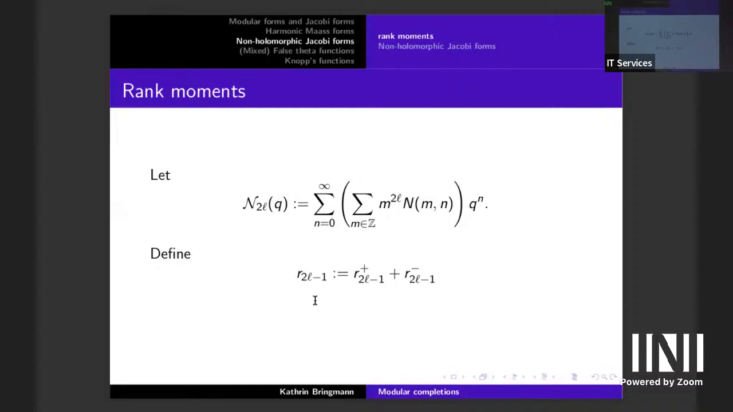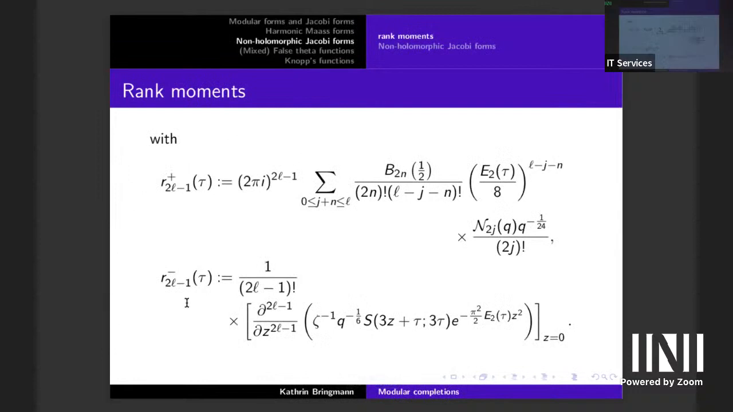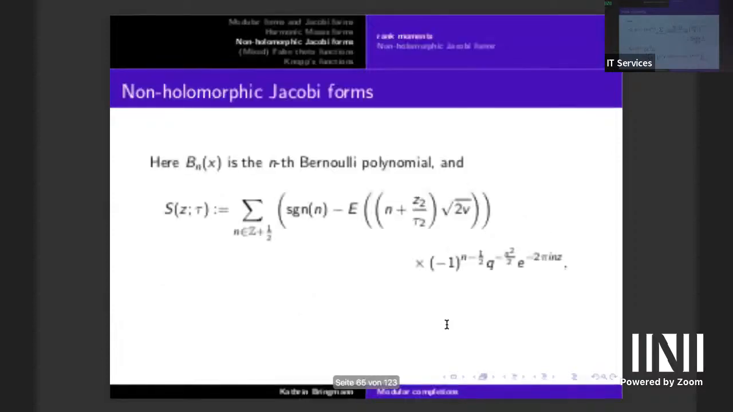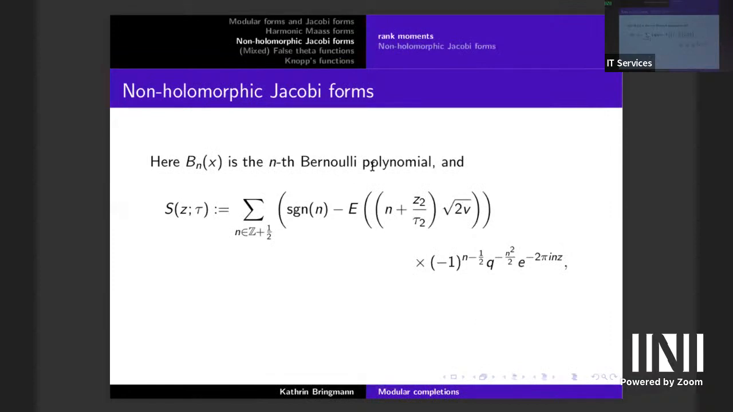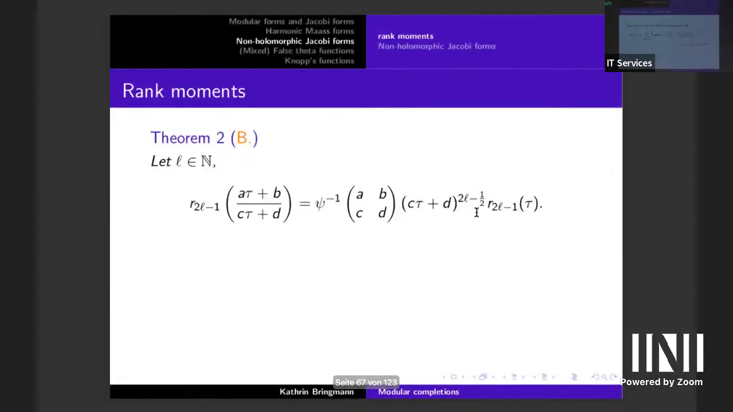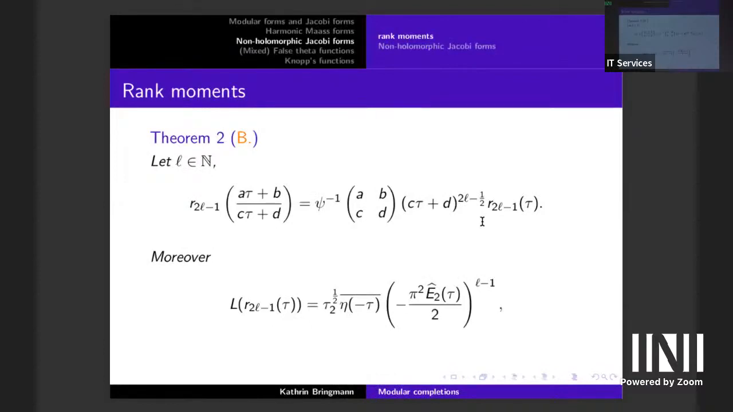So I define my rank moment functions, again, having a holomorphic and a non-holomorphic part, now a bit more complicated. The holomorphic part involves my moments and some power of the Eisenstein series E2. And the non-holomorphic part involves, as the main piece, this function S, which looks like a theta function, some non-holomorphic object. It's like a theta function, but it has an extra term being the error function. So this V should actually be a tau 2. And then I showed that this object actually transforms modular. So this is just some multiplier of weight 2L minus 1/2. And there's also some really nice relation. If you apply the mass lowering operator, then we get this really simple function, basically eta and some power of E2 hat.